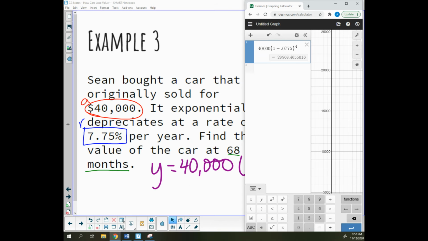So, going over to Desmos. Honestly, we could probably just use the one above it, but that's okay. I'll retype this out. 40,000, parentheses, 1 minus 0.0775, parentheses, and we're going to raise it to the b.